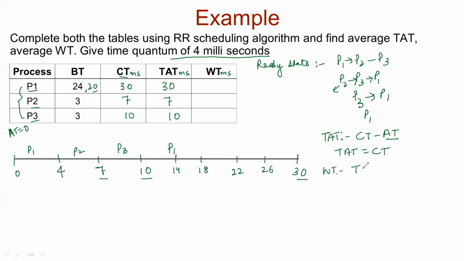Now let's see waiting time. Waiting time is turnaround time minus CPU burst time. For process P1, turnaround time is 30 and CPU burst time was 24. So waiting time is 6.